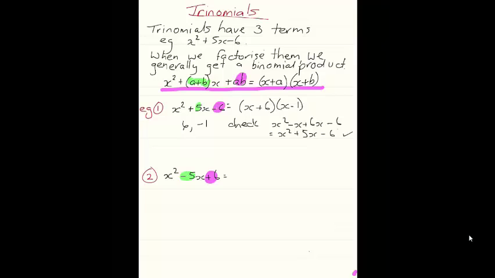So 6 and 1 aren't going to work this time. There's no way I can make minus 5 out of 6 and 1 if they're both negative. So what are the other factors of 6? The other factors of 6 are 3 and 2. And in this case, we know they're both negative. And can I make negative 5 out of those? Yes, I can. So that factorizes to (x minus 3)(x minus 2).